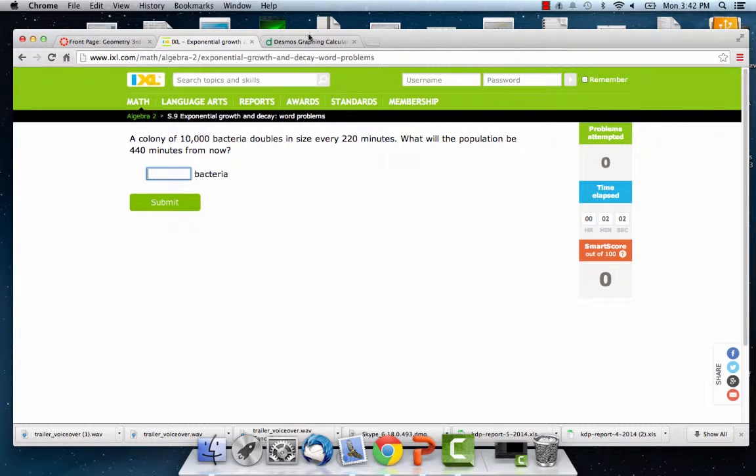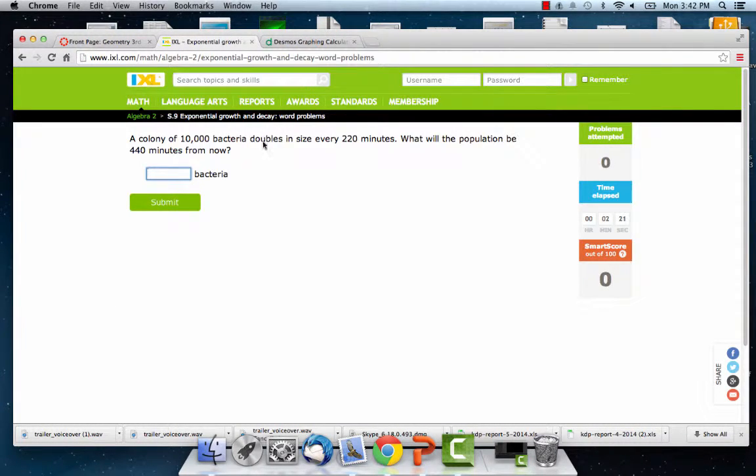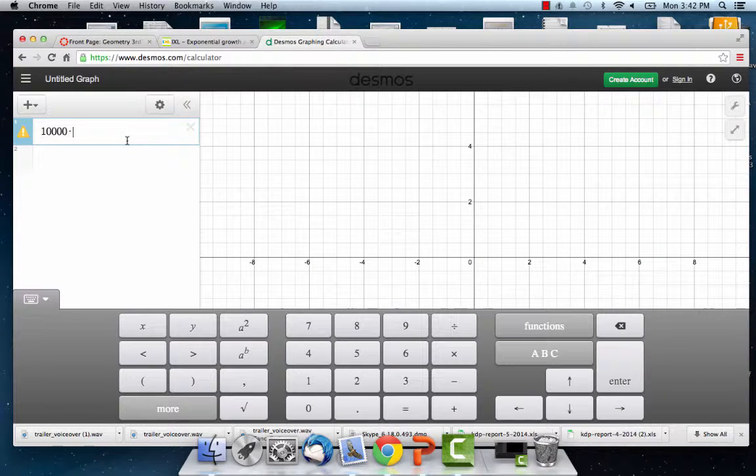So you're starting with 10,000. Whatever you're starting with is always going to go here first, 10,000 times, and then the thing you multiply by is whatever you're doing to it, to the power of how many times you did it. In this case it says doubles in size, so we're doubling. That means we put a 2 there.